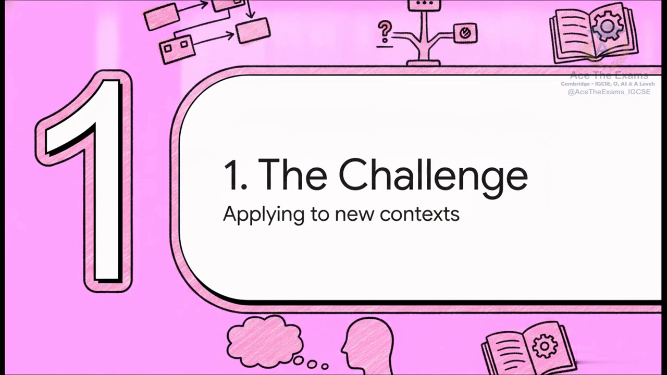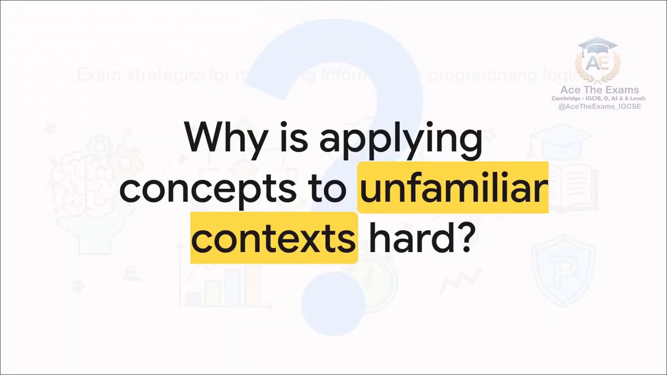Section 1. The challenge. Applying abstract concepts to entirely new, unfamiliar contexts. Let me ask you something. Have you ever stared at a completely blank past paper question involving a complex nested loop, or maybe a really tricky conditional branch, and felt your mind just go completely blank? The clock is loudly ticking, your palms are sweating, and suddenly you can't remember a thing. If that's happened to you, you are definitely not alone. It's the number one roadblock.